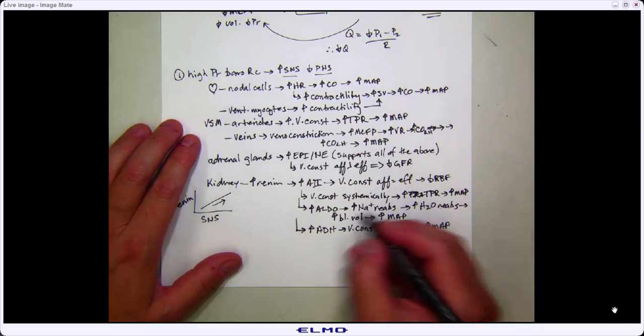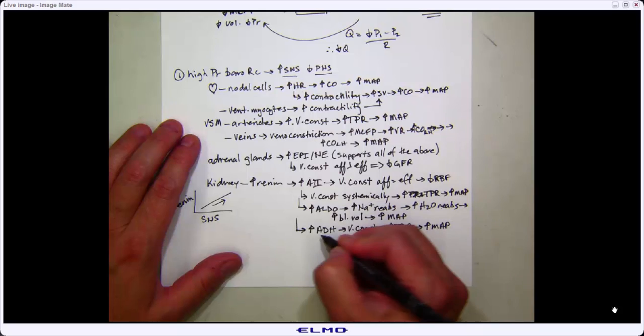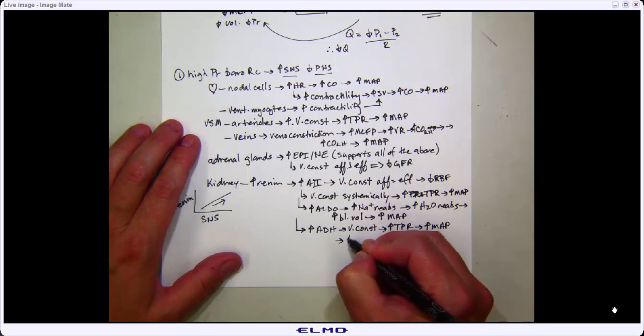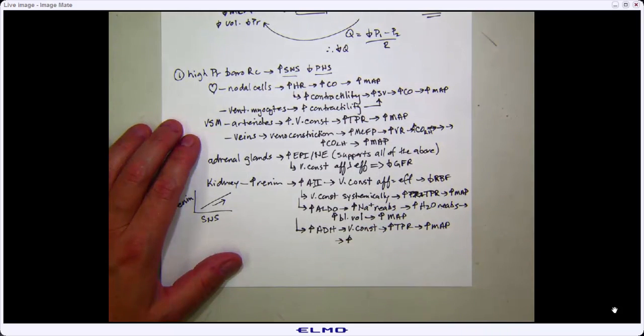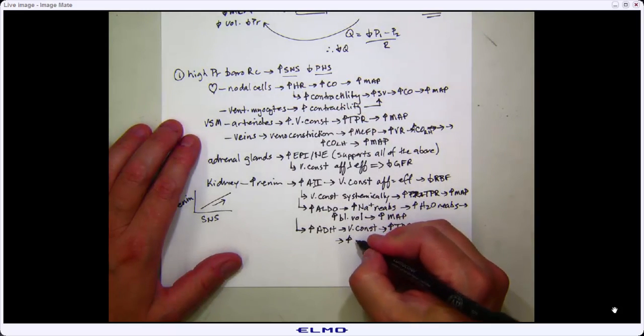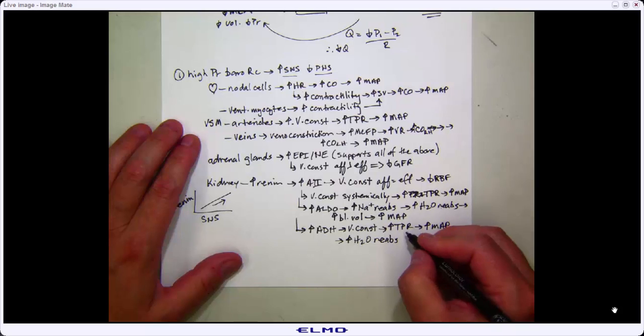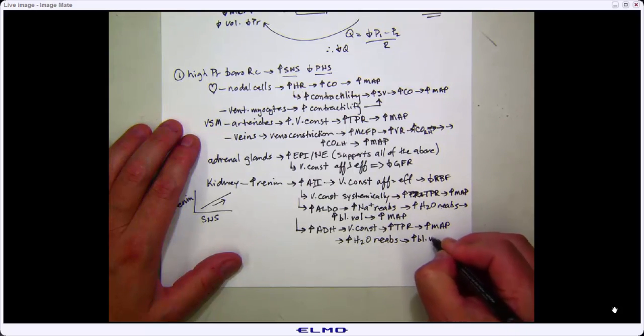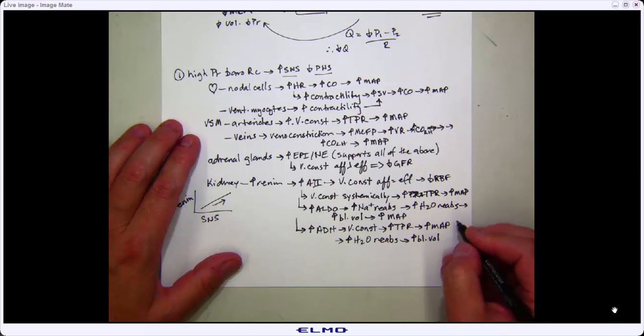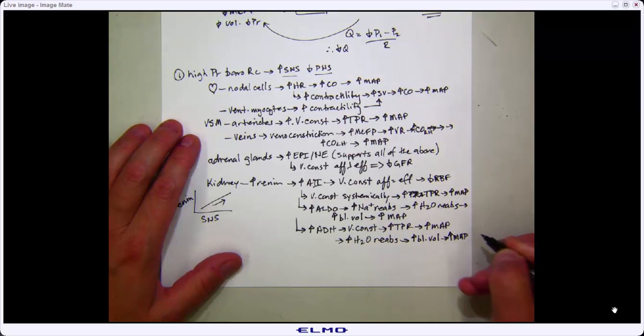With ADH, we're going to make it more permeable down at the kidney, distal tubule and the collecting duct, so I'm going to increase water reabsorption in an attempt to increase blood volume and therefore increase mean arterial pressure.